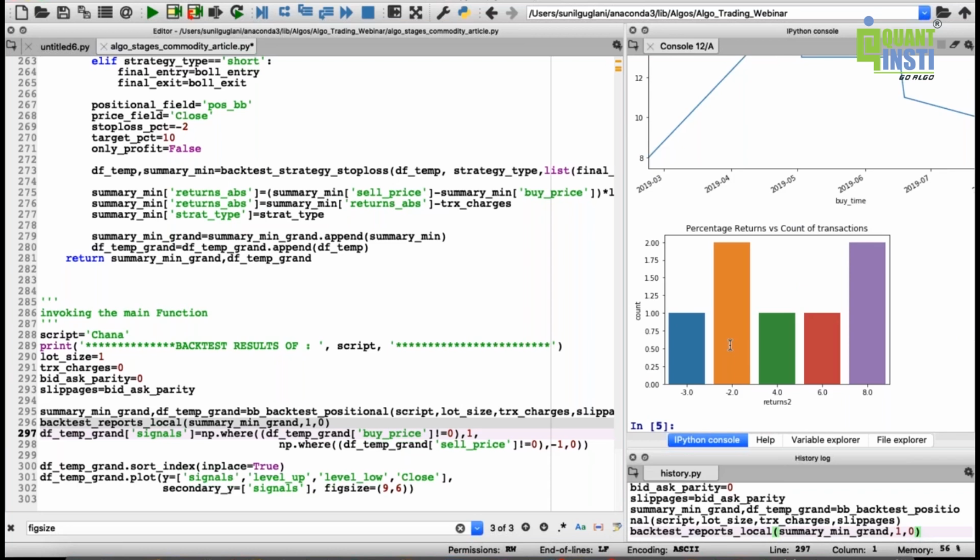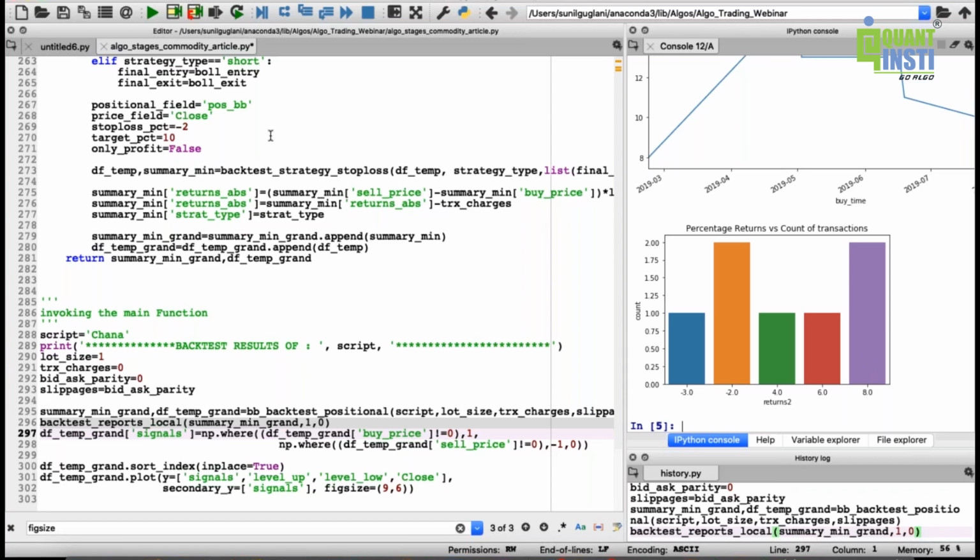On the basis of that, we can decide how much stop loss or target we need to keep. If we look at this closely, this graph is percentage returns versus count of transactions. So it means we got a -3% return one time, -2% return two times, 4% return one time. So if we keep the stop loss around -1.5, then we may not incur the -2% and -3% losses. And the maximum profit we are getting is 8%, so we can keep the target as 8% or 9% maximum. Like this we can do.